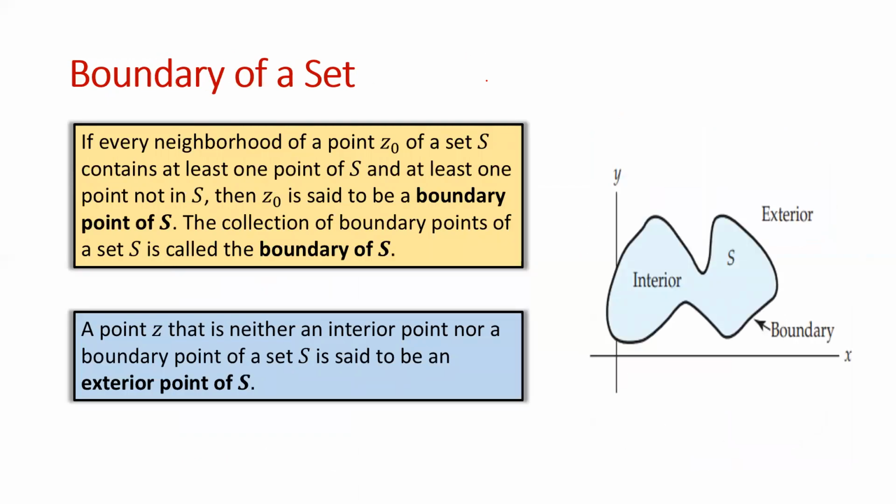That is, if every neighborhood of a point Z0 of a set S contains at least one point of S and at least one point not in S, then Z0 is said to be a boundary point of S. The collection of boundary points of a set S is called the boundary of S. So over here you can see this is the interior of S, this is the boundary, and this is the exterior. An exterior point is a point that is neither an interior point nor a boundary point of the set S, right?